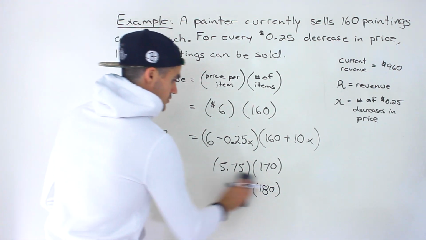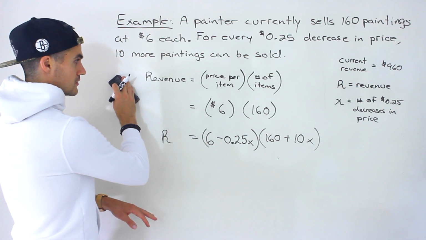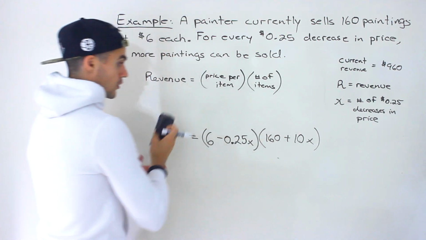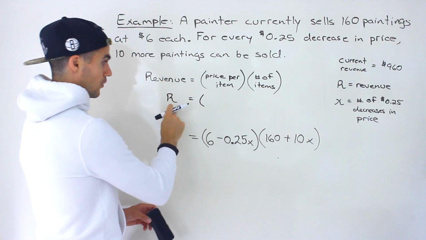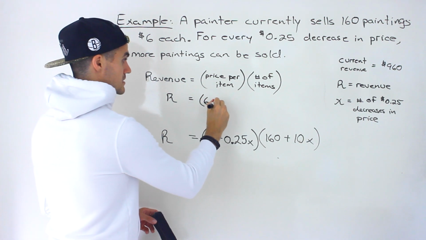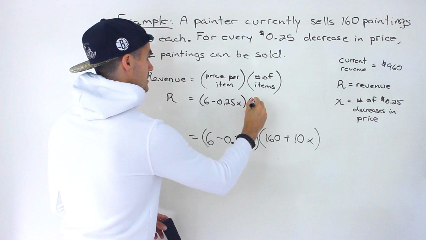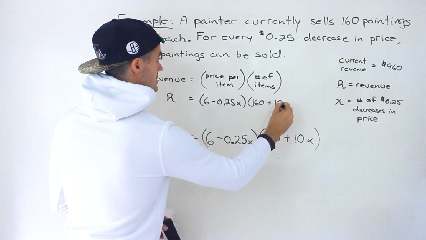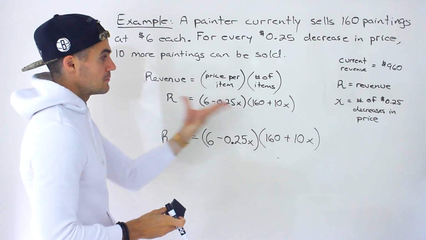And so this actually answers part of the question for us, because this is the factored form for the revenue. So we got 6 minus 0.25x, and then we got 160 plus 10x. And this is the format that we were dealing with in previous videos.